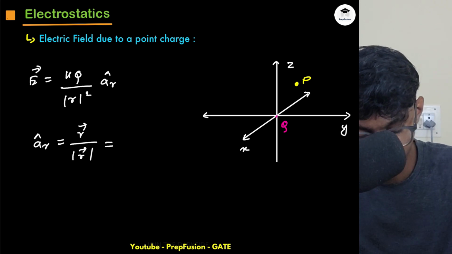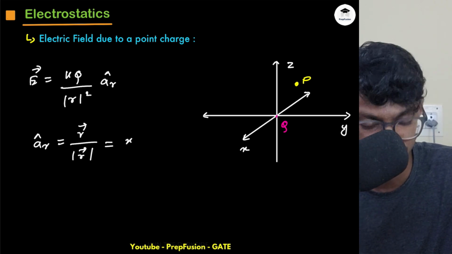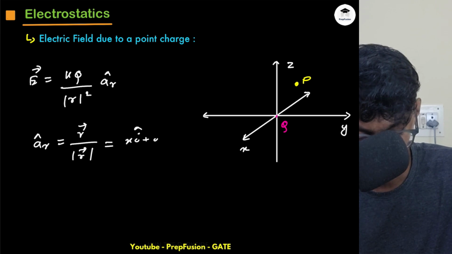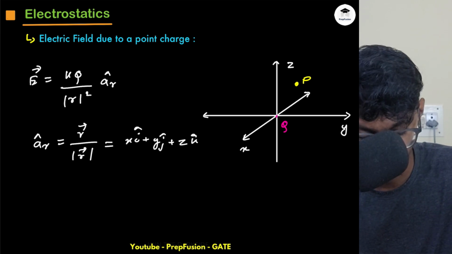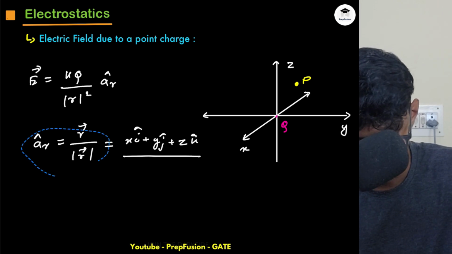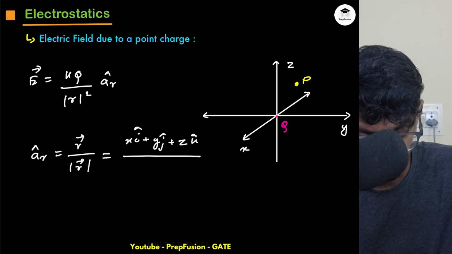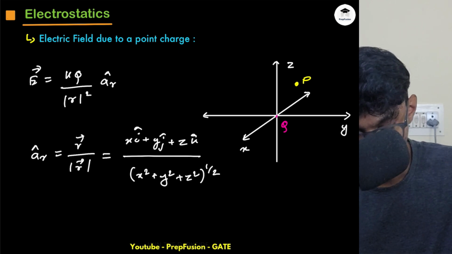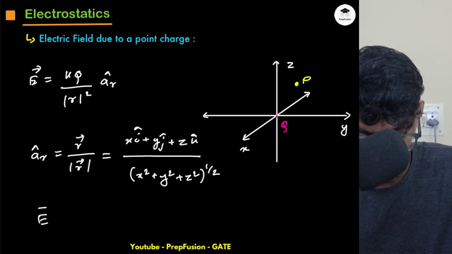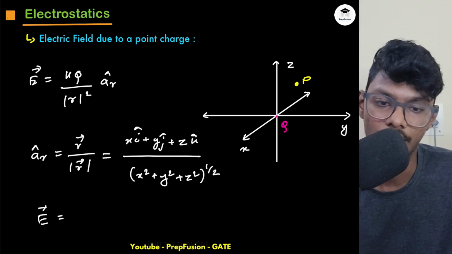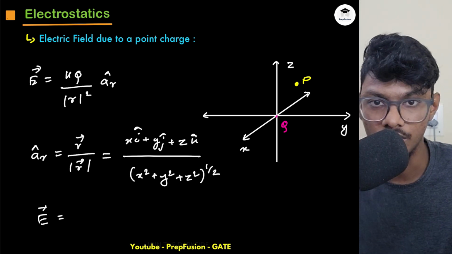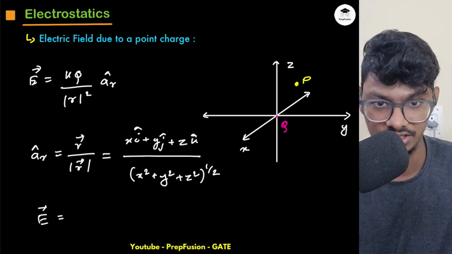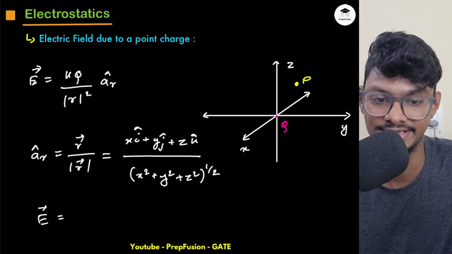So can I write this further? R vector is the position vector, that is xi cap plus yj cap plus zk cap. This is the R vector, if you remember perfectly. This I have taught previously as well. And the magnitude will be x square plus y square plus z square, whole under root. So what is electric field intensity in terms of x, y and z? I'm just keeping you accustomed with all the formats so that you don't get scared if you see any of this format in the examination hall.